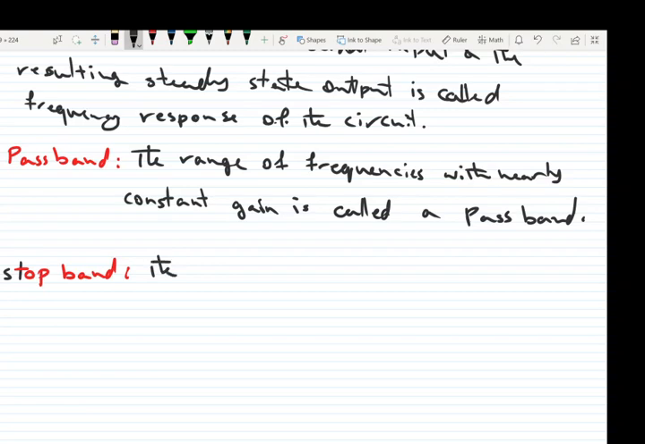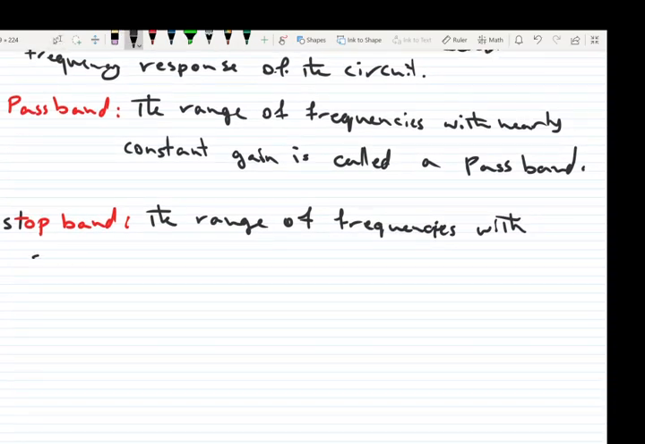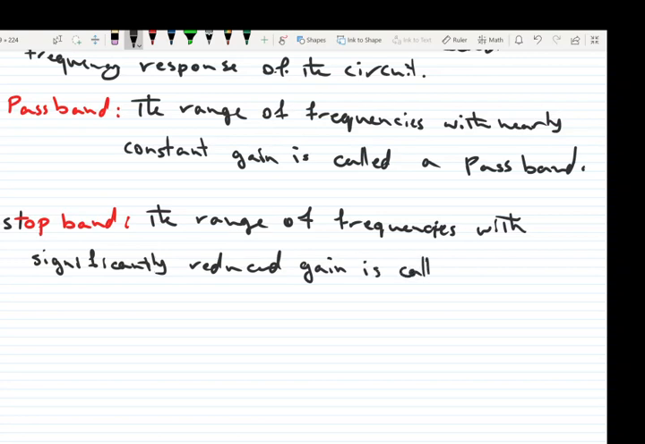The range of frequencies with significantly reduced gain is called stop band.